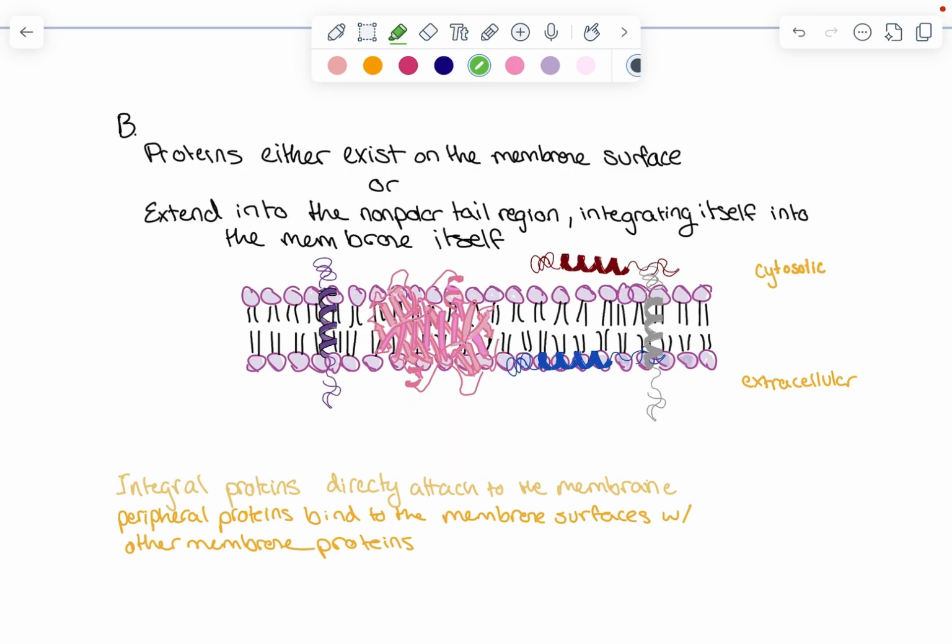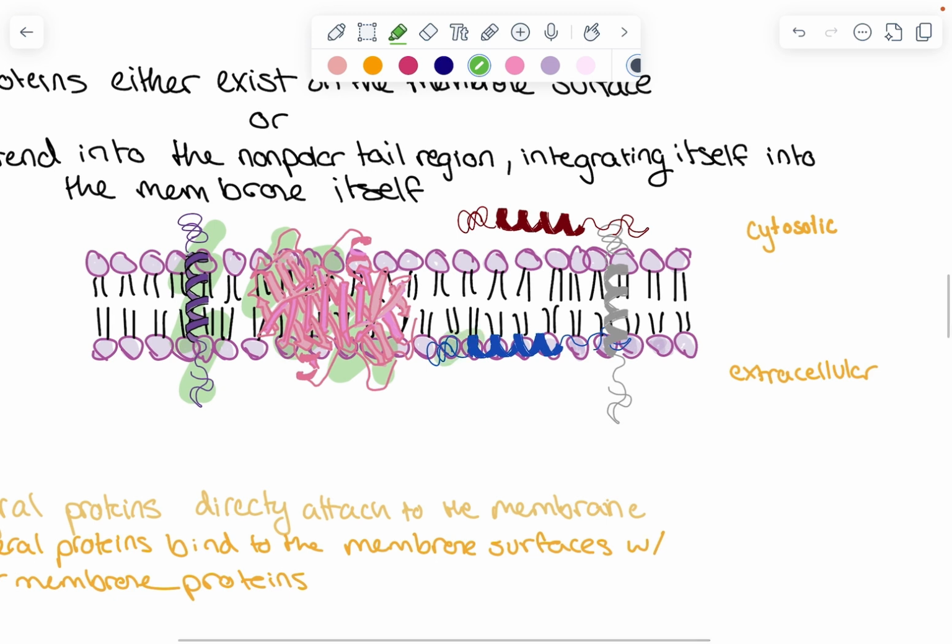Proteins can either exist on the membrane surface or extend into the nonpolar tail region by integrating themselves into the membrane. Here we have a different display of proteins in and on the membrane. The first two proteins that we have here are both integral transmembrane proteins that are embedded in the membrane and cross into both the cytosolic and extracellular regions. These proteins are held together by the hydrophobic effect. The third protein we have here in blue is also an integral protein, but it is a monolayer protein, meaning it's only interacting with one layer of the membrane.